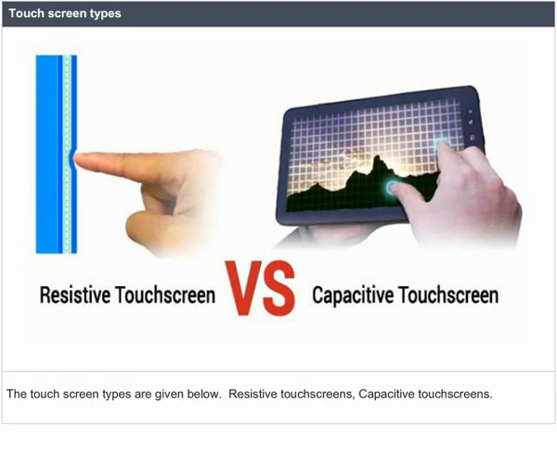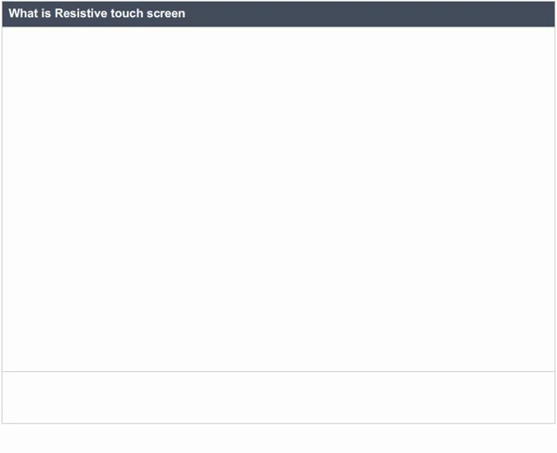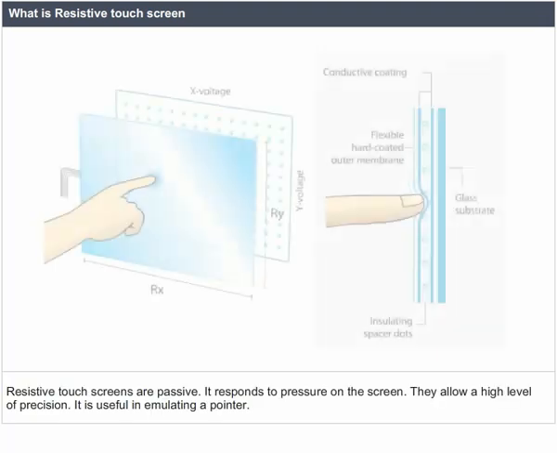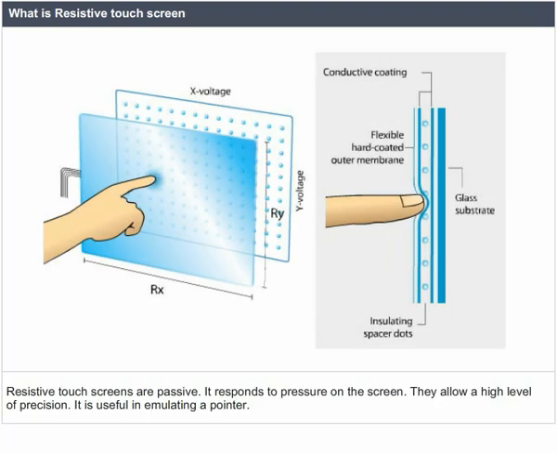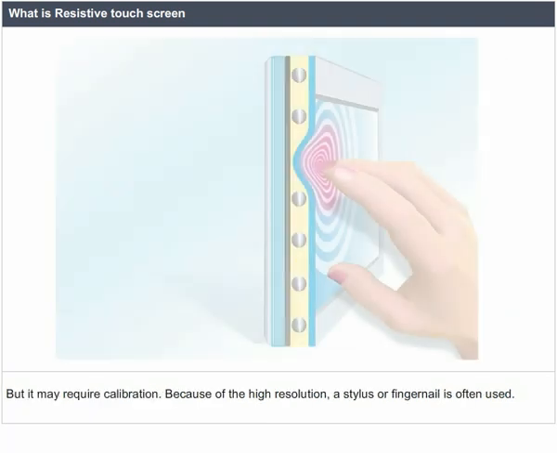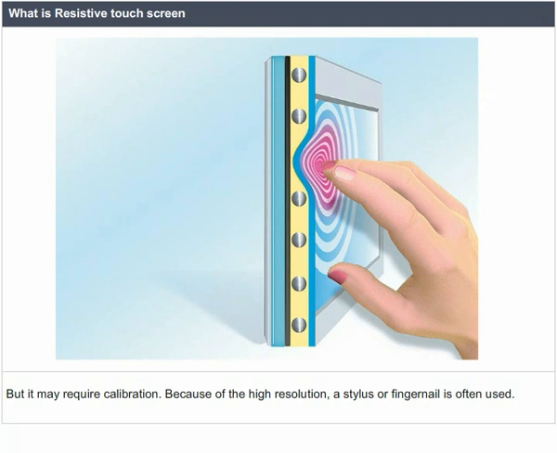What is a resistive touchscreen? Resistive touchscreens are passive. It responds to pressure on the screen. They allow a high level of precision. It is useful in emulating a pointer, but it may require calibration. Because of the high resolution, a stylus or fingernail is often used.